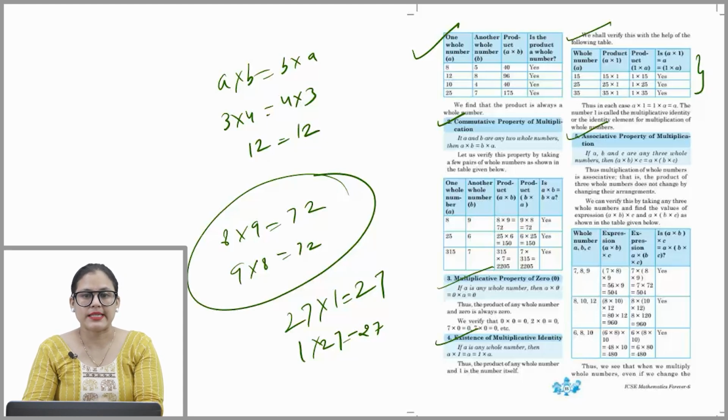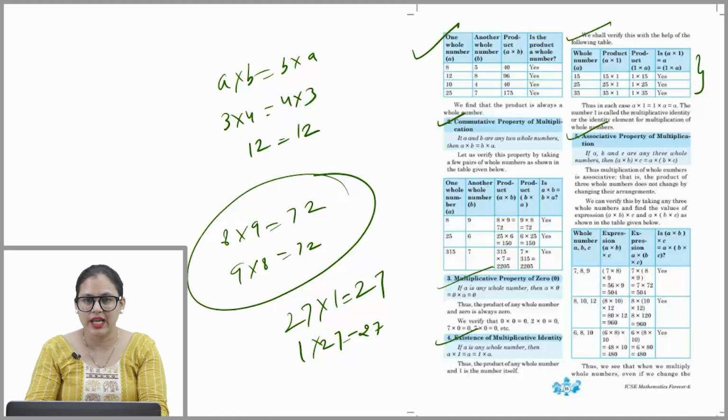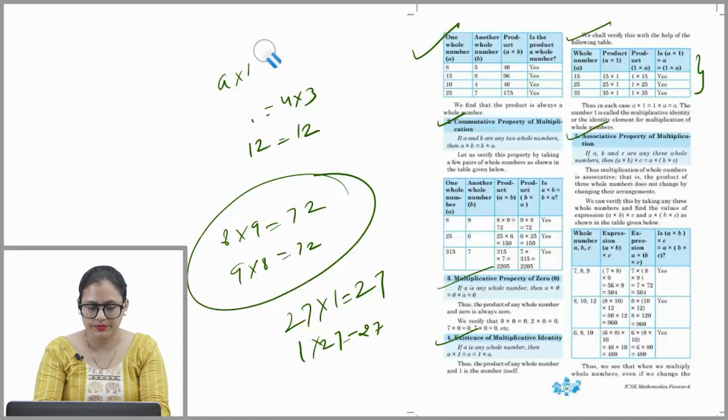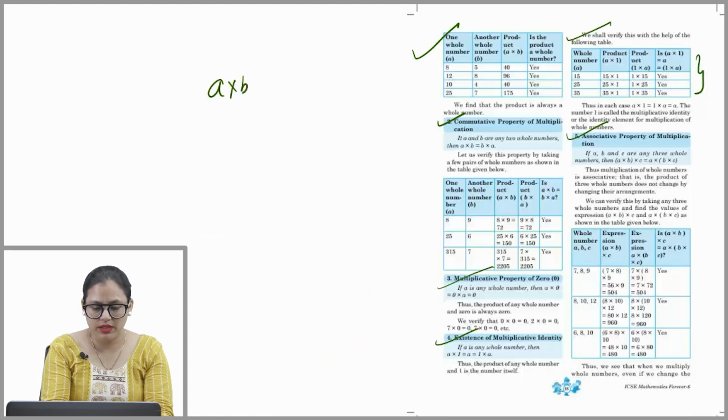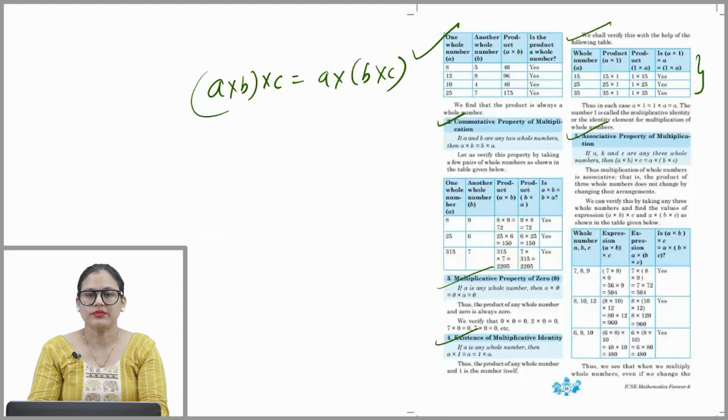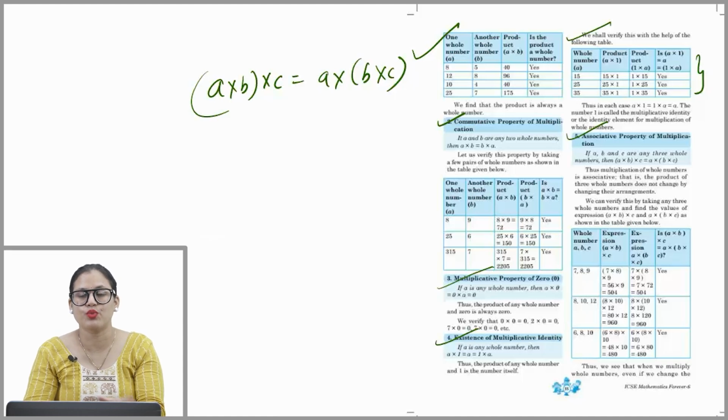If a, b and c are any three whole numbers, then (a into b) into c is equal to a into (b into c). Thus multiplication of whole numbers is associative. That is, the product of three whole numbers doesn't change by changing their arrangements. We can verify this by taking any three whole numbers and finding the values of the expressions (a into b) into c and a into (b into c) as shown in the table given below. You can verify from here, right?